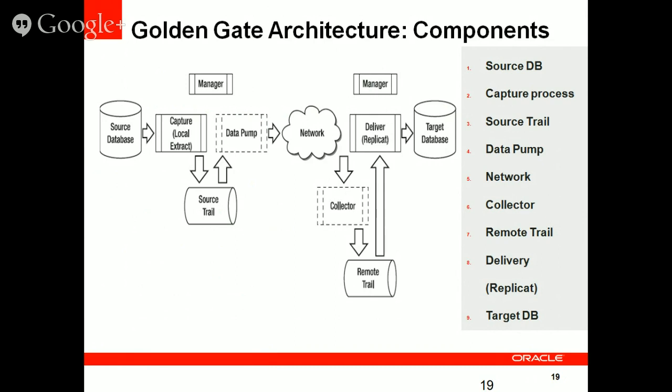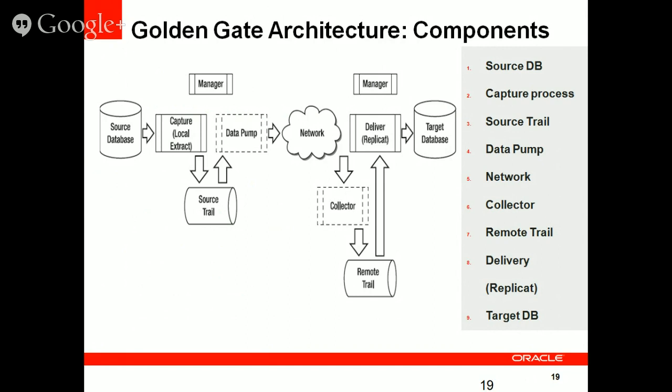Then source trail: all the committed changes will be captured in the form of files at the source side. They are called local trails. These local trails will be kept at one destination at the source side, so they are called the source trail. And there is one more process called the data pump process. Basically it sends data to the remote site and it captures changes from the source trail. These are the files created for the committed transactions at the source site.